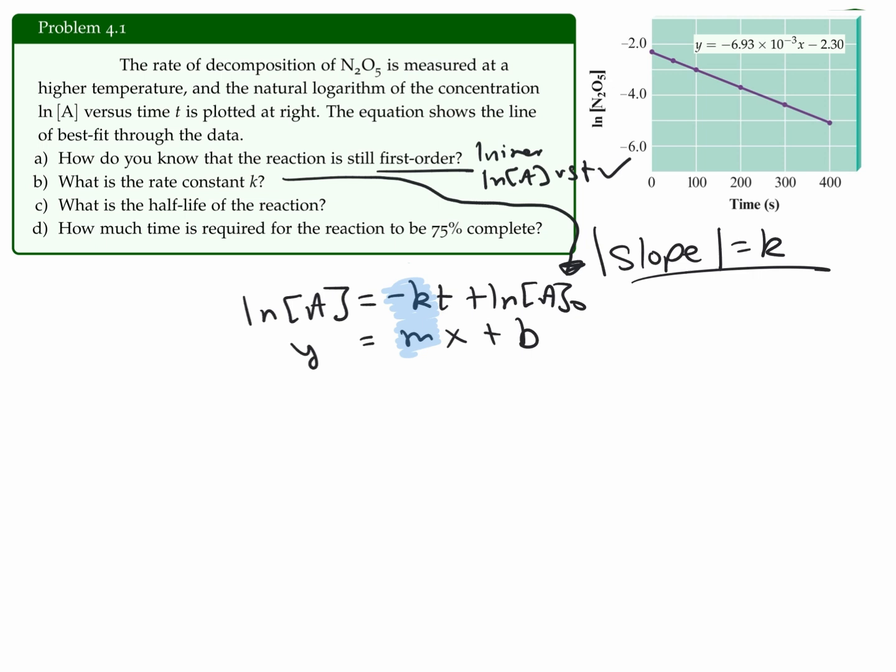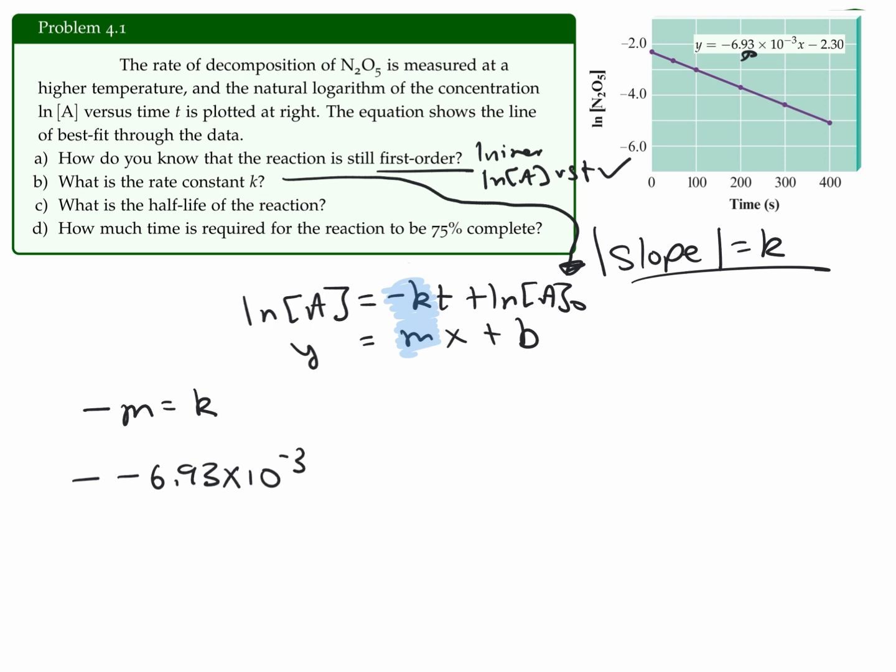Then with that, I look at my linear fit here. So negative times m is equal to k. So negative times negative 6.93 times 10 to the negative 3.